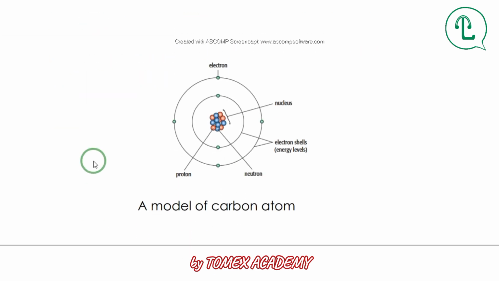So this is the model of a carbon atom. You can see this region is called the orbital. So we have the electron located here. The electron is located outside of the what? Outside of the nucleus. Then in the nucleus, we have the proton and the neutron. And you can see these circles, they are the electron shells, the energy levels. I hope this is clear.